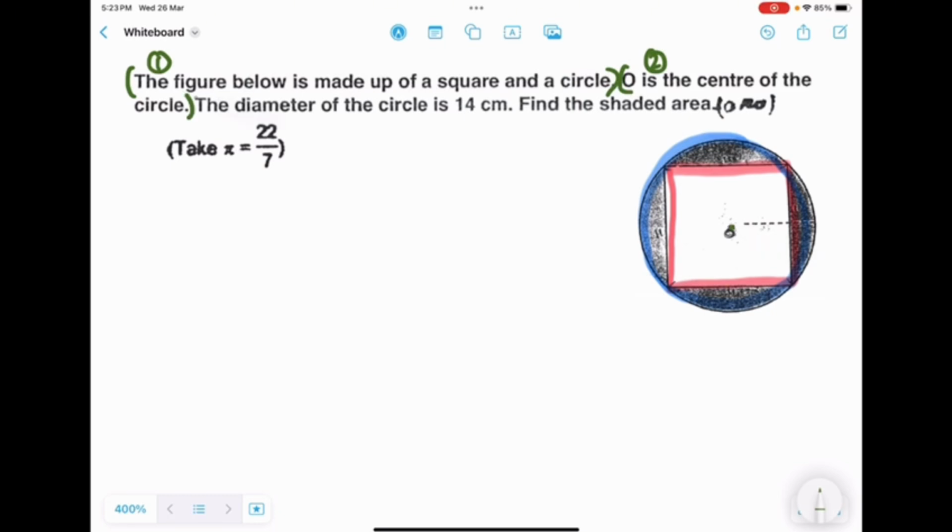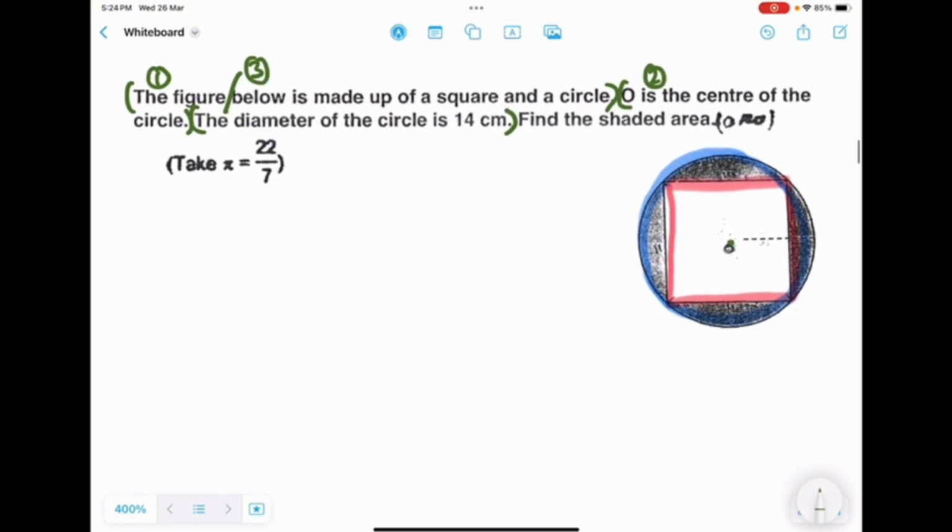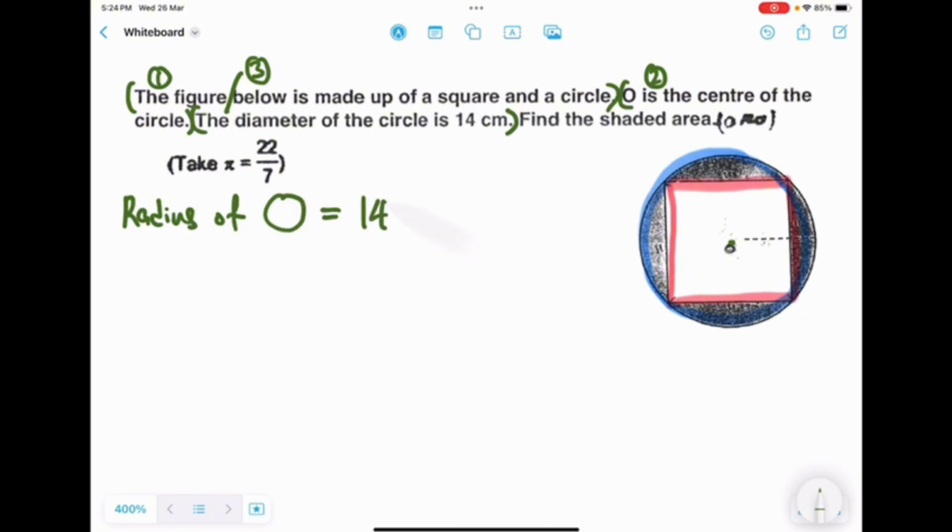Moving on to the next sentence, it says the diameter of the circle is 14 cm. If the diameter of the circle is 14 cm, what would my radius be? Alright, I know that the radius of my circle would simply be 14 cm divided by 2. And that would give me 7 cm. Now moving on to the last sentence, which is the main question, right? Sentence number 4 says, find the shaded area.